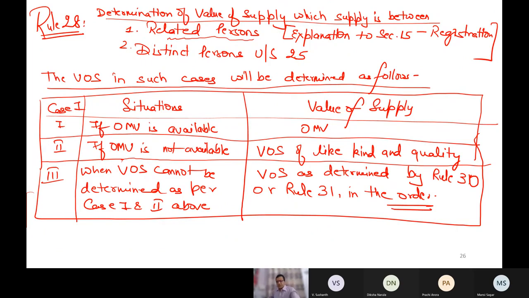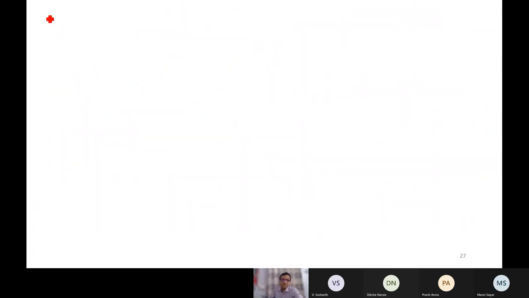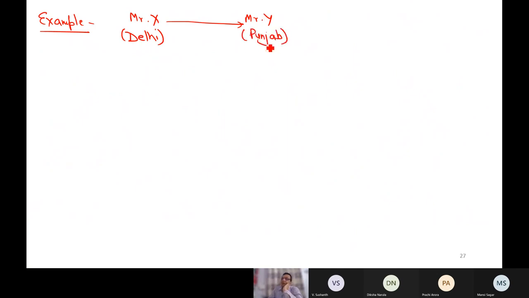Now see a small example. Mr. X in Delhi is a registered person. Mr. Y is in Punjab. And suppose these are related persons. For example, these are related persons. A laptop is supplied.